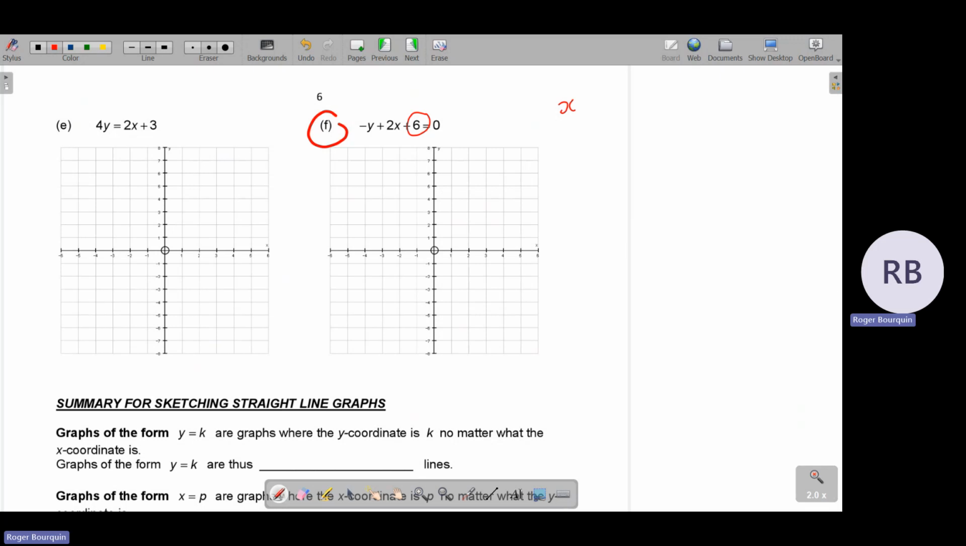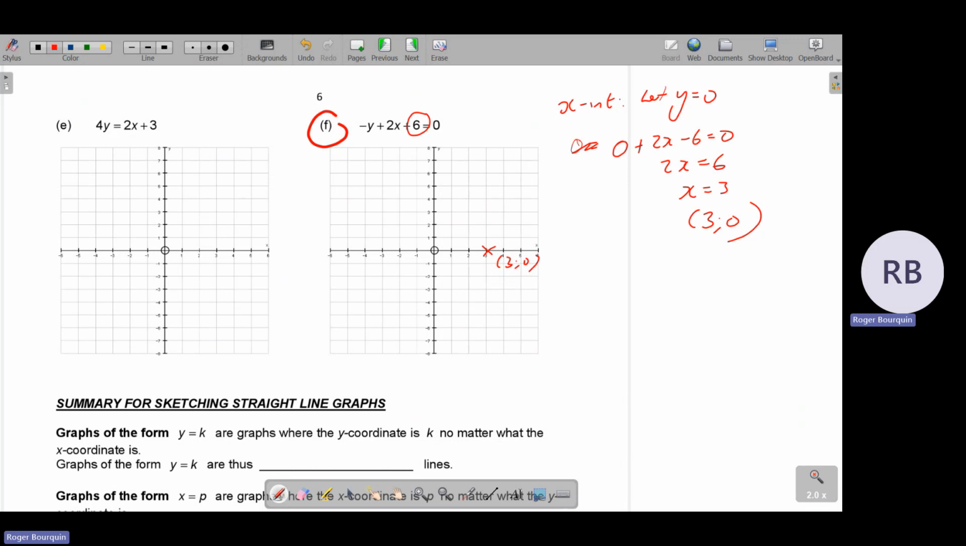So the x-intercept, if you just let y be equal to 0, I'd get 0 is equal to 2x minus 6. So 2x is equal to 6, so x is equal to 3. So the one point that the graph goes through is (3, 0), which is over there.